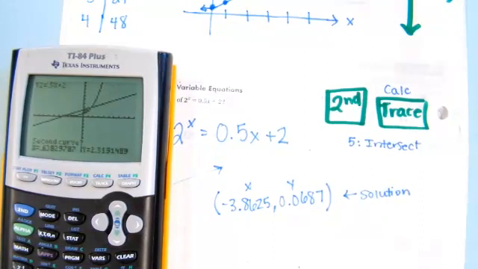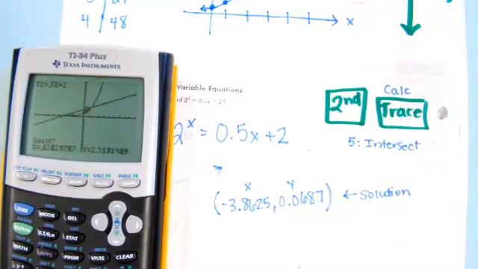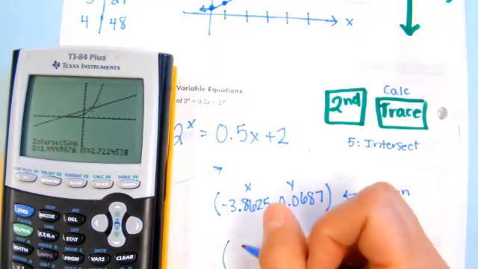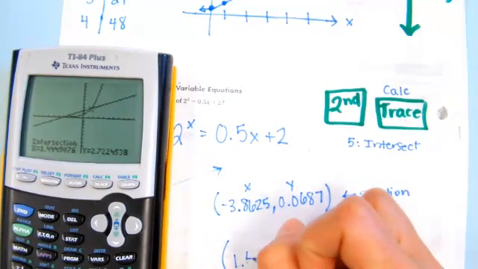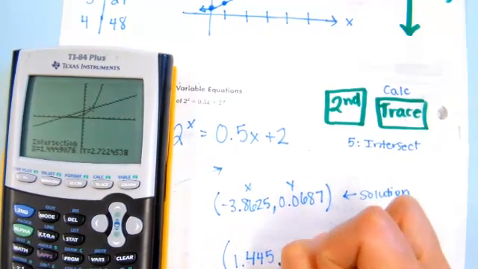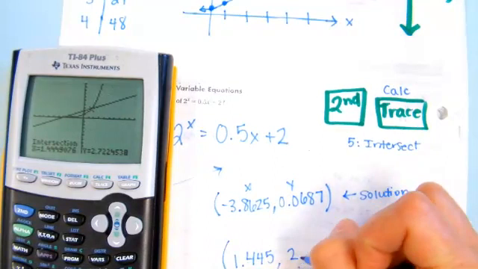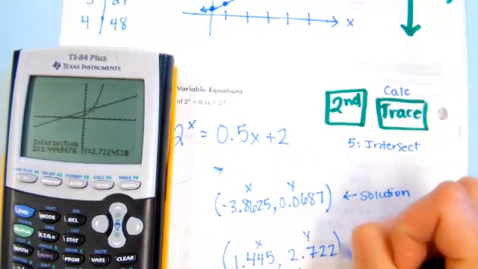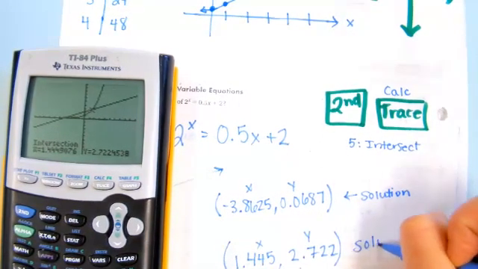Then press enter, and then it'll jump up to the other one again, but in the second spot. Press enter again, and guess. Yep, we want it to guess, and it will do the second one. So our second intersection is about, and we're going to have to round again, 1.445, comma, 2.722. And this is our second solution.